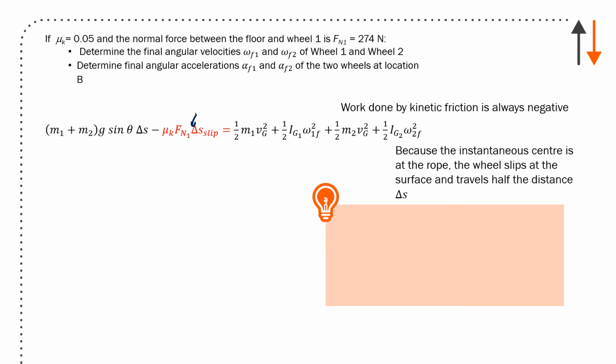And the instantaneous center is at the rope. The wheel slips at the surface and travels half the distance delta S. That's the tricky bit in this particular problem. So you have TA plus VA plus work 1 to 2 from friction is equal to TB plus VB. The work of kinetic friction is always going to be negative, so it's always going to oppose motion.